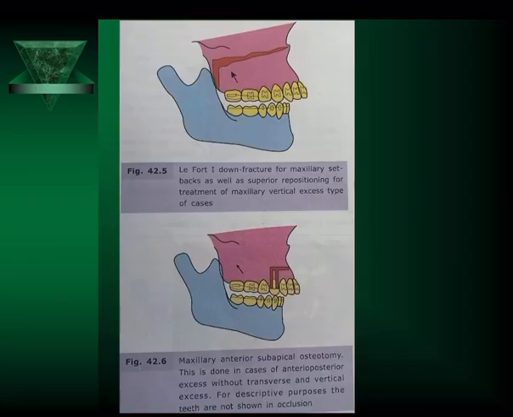Le Fort 1 down fracture for maxillary setback as well as superior repositioning for treatment of maxillary vertical excess type of cases. Maxillary anterior subapical osteotomy. This is done in case of anteroposterior excess without transverse and vertical excess. For descriptive purposes, the teeth are not shown in the occlusion.